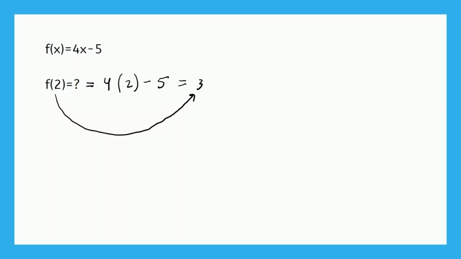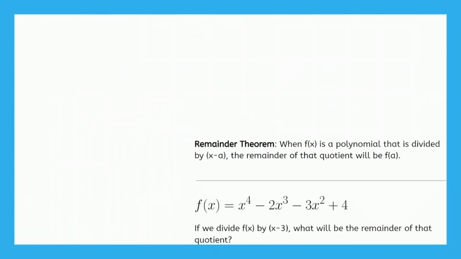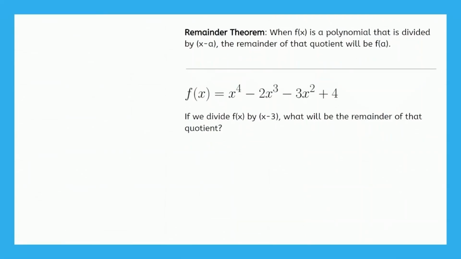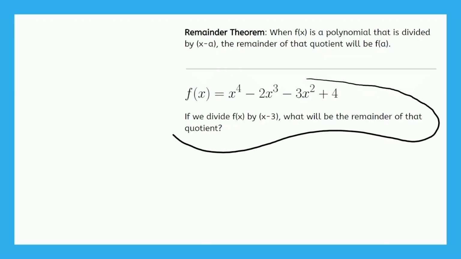So now that we are more than clear about that, let's talk about the remainder theorem. The remainder theorem is stated as follows. When f of x is a polynomial that is divided by x minus a, the remainder of that quotient, that is, f of x divided by x minus a, will be f of a. That probably feels pretty abstract right now, so let's break that down in an actual problem, and we're going to arrive at a remainder once we use the remainder theorem.